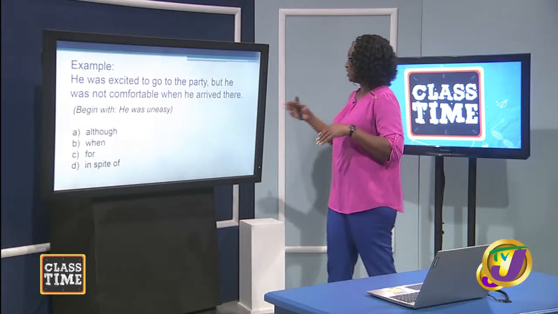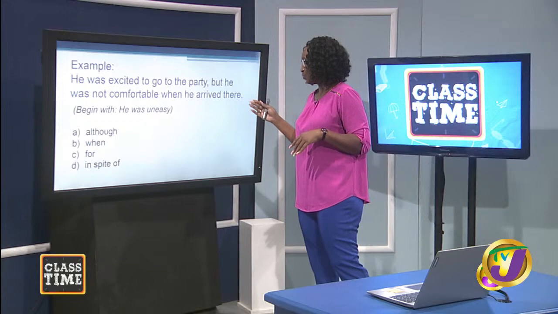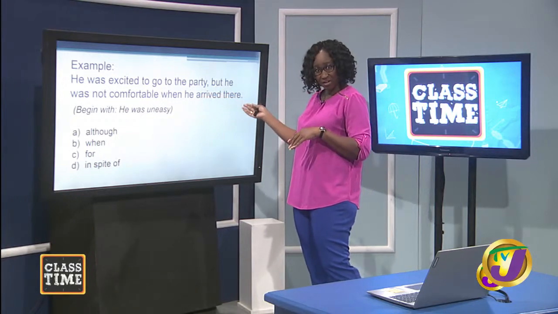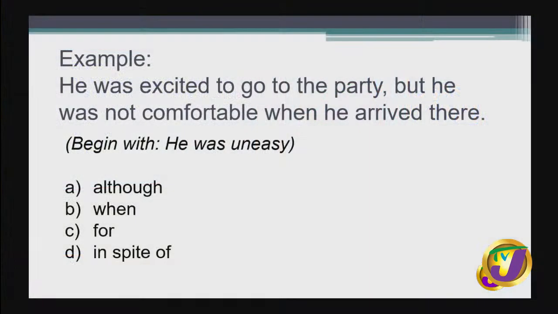So begin. He was uneasy when he arrived there. Is that it? Or are you going to say he was uneasy and excited to go to the party? So you notice those two ideas do not relate very well at all. So your options to include in your new sentence: although, when, for, in spite of. Remember, you are starting your sentence with he was uneasy.